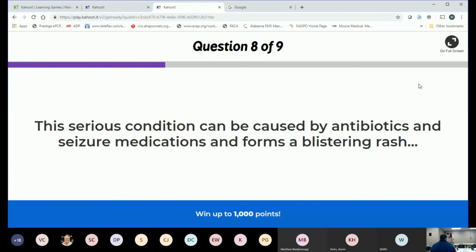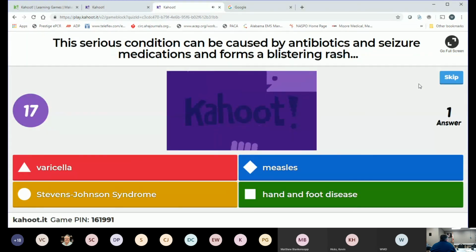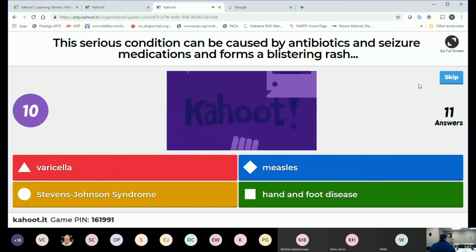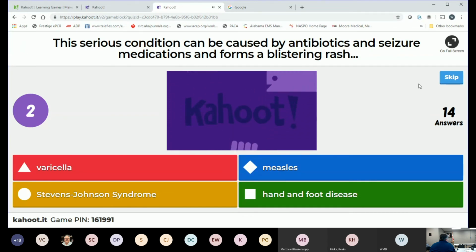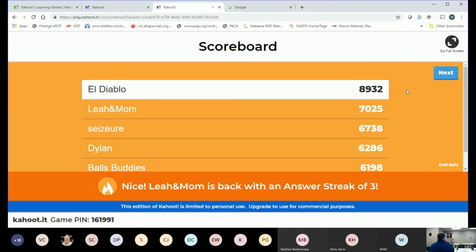This serious condition can be caused by antibiotics and sometimes seizure medication and forms a blistering rash. It's life-threatening. Are we talking about varicella, measles, Stevens-Johnson syndrome, or hand and foot disease? It's usually a reaction to medication. All right, very good. 10 of you got it right. Stevens-Johnson syndrome. Dr. During spent quite a bit of time on that last time. Thank you for getting that one right.